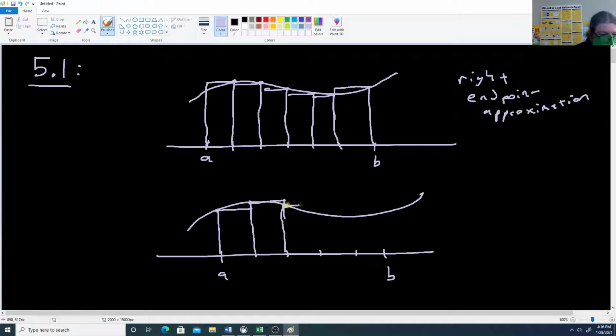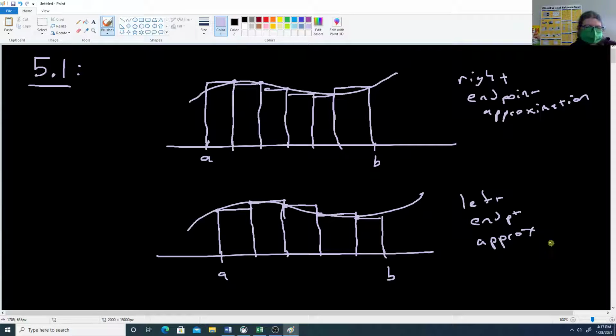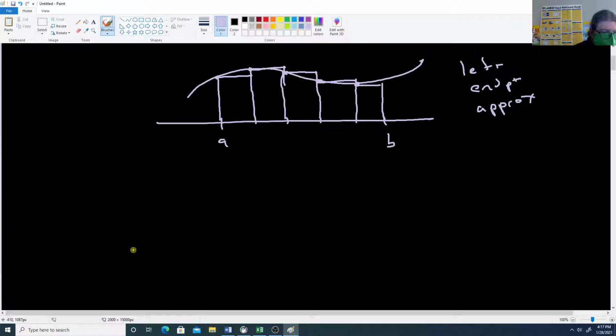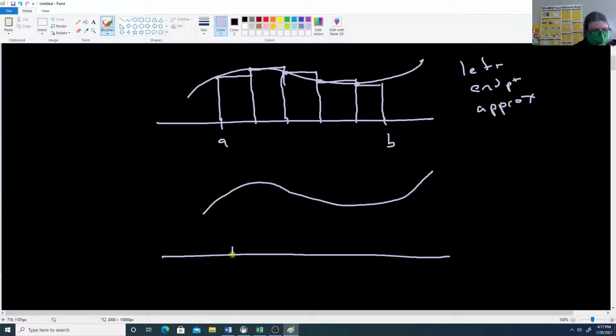And then what we do is we find the area of all those rectangles and we add that area up, and that will be kind of close to the actual area under the curve. So this would be a left endpoint approximation. And the third one we're going to look at is going to be a midpoint approximation. So right now we're just trying to give you an idea of how we can use these to calculate the area under the curve.